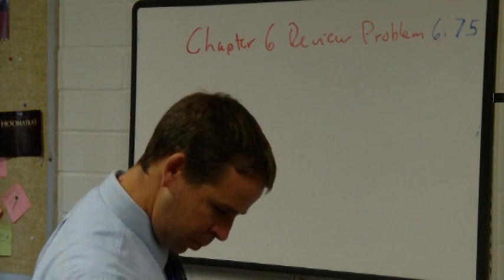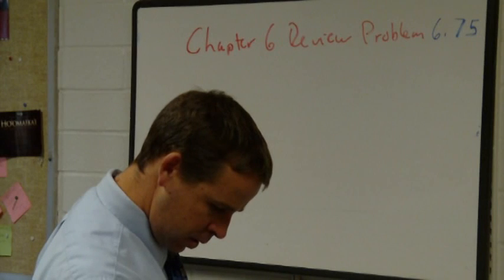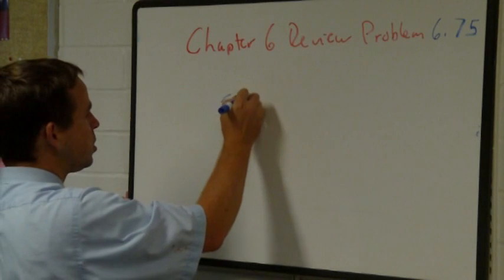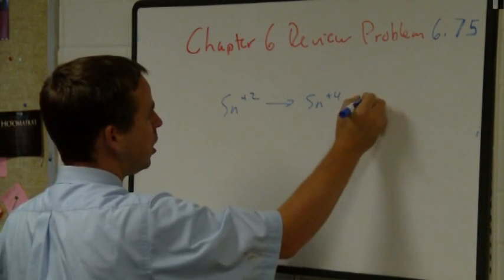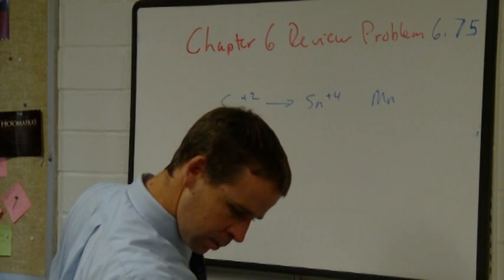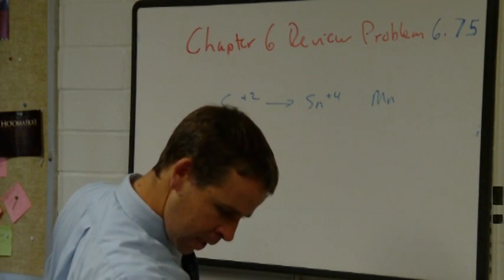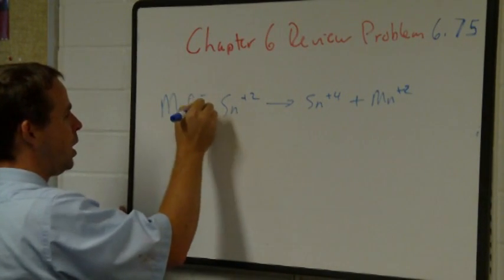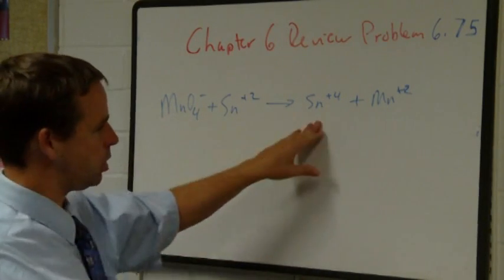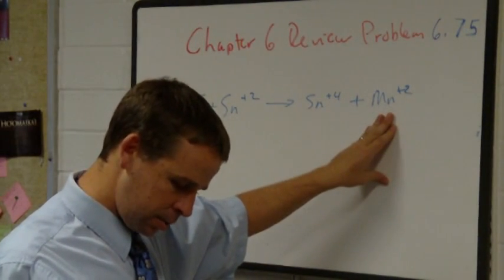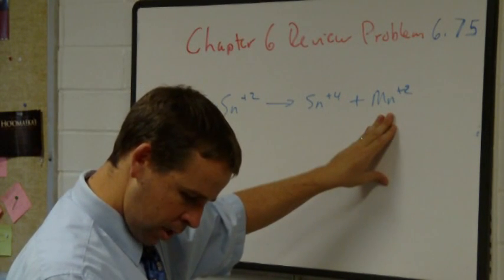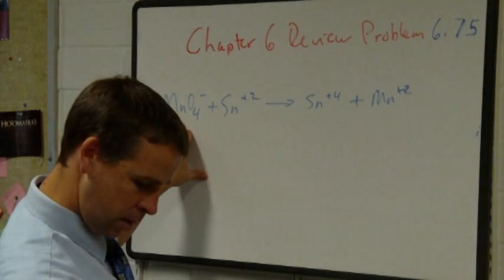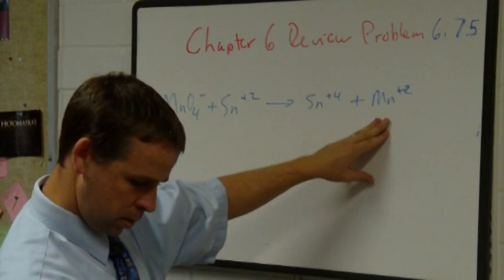In an acidic solution, permanganate ion reacts with tin 2 ion to give manganese 2 ion and tin 4. So we have Sn plus 2 going to Sn plus 4, and the Mn, what's the other product? Manganese plus 2. And this is the MnO4 minus ion. Permanganate, tin 2, tin 4, manganese 2 ion. In acidic solution, that occurs. Double check: tin plus 2, permanganate MnO4 minus, manganese, and tin 4.